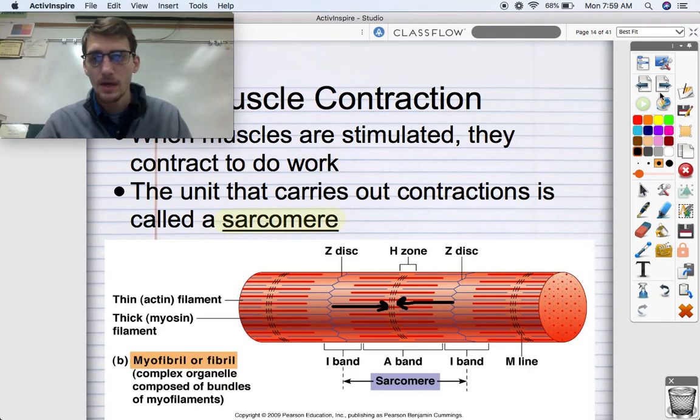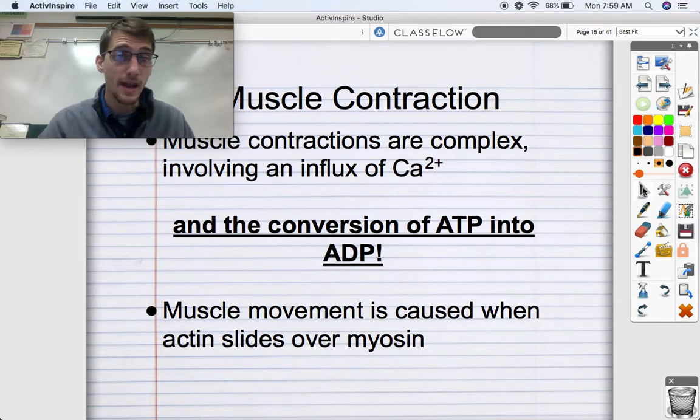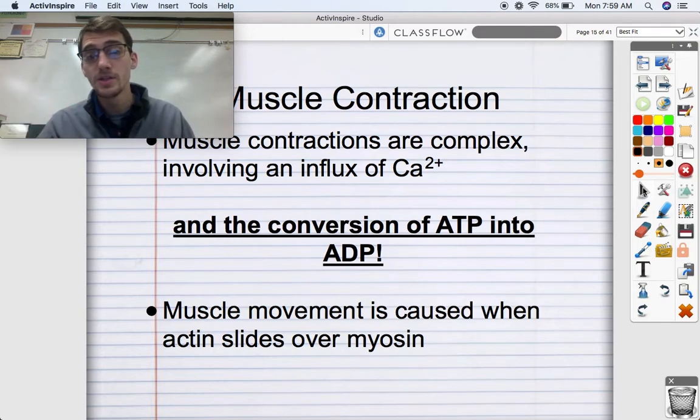Okay, so let's keep looking here. A couple other things that we need to know before we get into the steps of muscle contraction is that they are complex and they involve an influx of calcium. Calcium ions are kind of like signaling molecules that cause a change within a muscle cell, and that muscle cell is going to be triggered to contract.